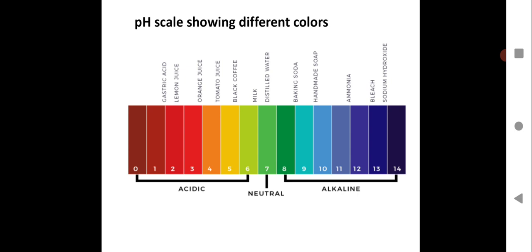is weakly acidic, so you get a yellow color. Then orange color for tomato juice. Then orange juice will show some red color. Lemon juice will show red color. Deep red you will get with gastric acid or hydrochloric acid. So you make this and label everything properly, children. Do color it in your notebook.